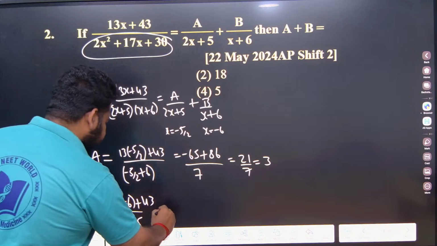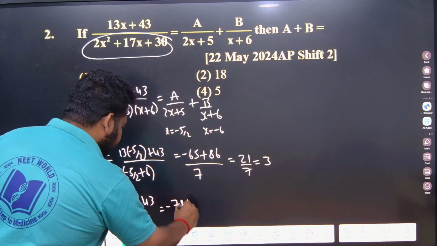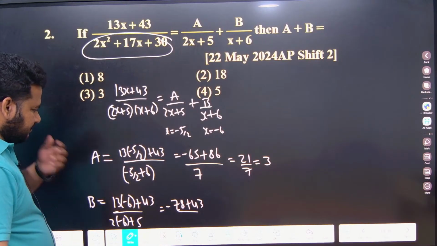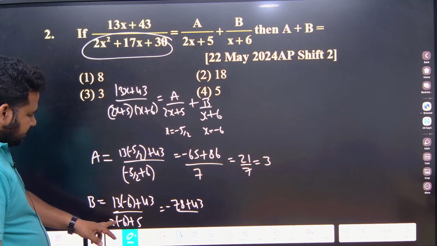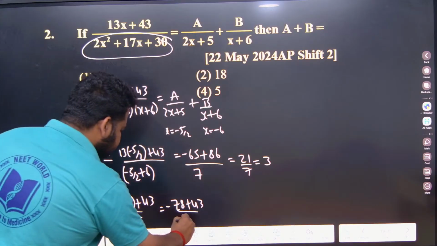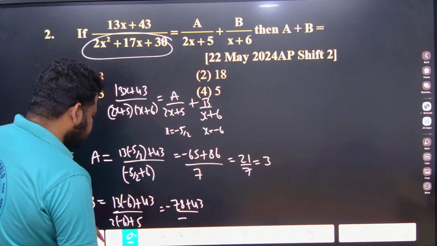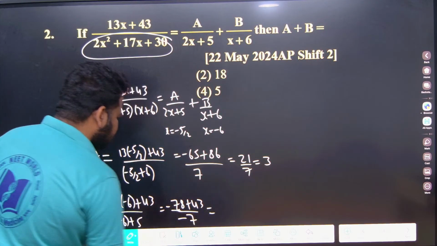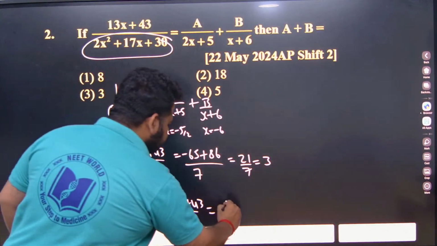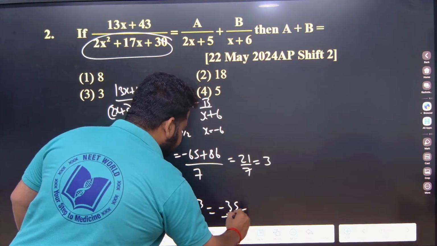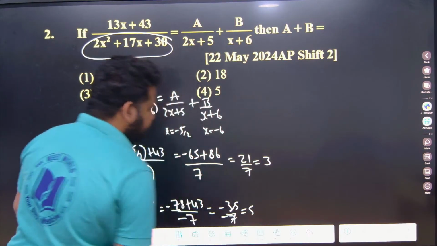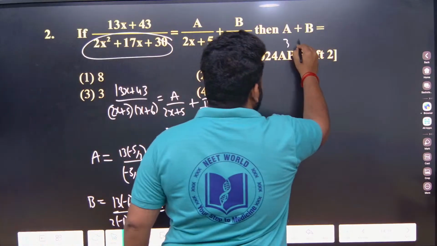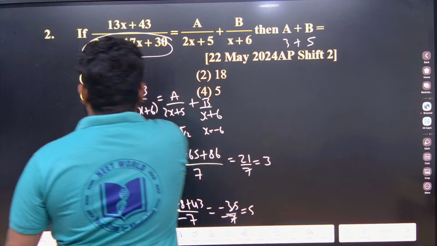13 into minus 6 is minus 78, plus 43, divided by 2 into minus 6, which is minus 12, plus 5, that is minus 7. This will be minus 35 by minus 7, which becomes 5. So I got the value of b as 5. So a plus b is 3 plus 5. The answer is 8, which is option 1.